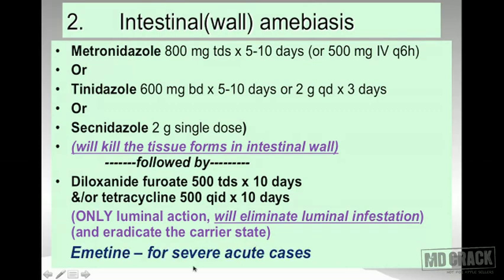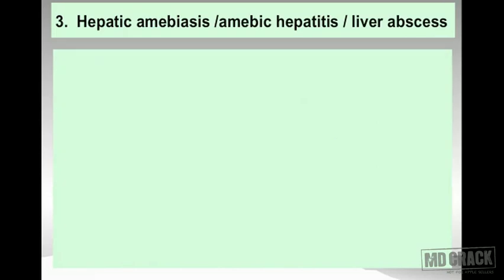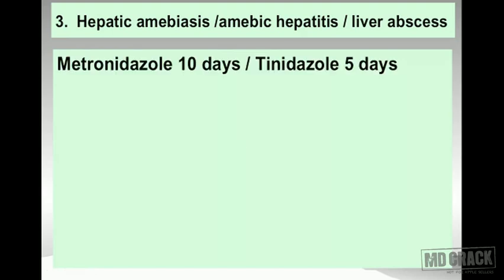And emetine is reserved for severe acute cases. Use metronidazole, tinidazole, secnidazole, and if the disease is severe, you can think of using emetine. Next slide, we progress to discuss hepatic amoebiasis or amebic hepatitis or liver abscess. And I hope you remember, metronidazole and tinidazole are the drugs of choice.